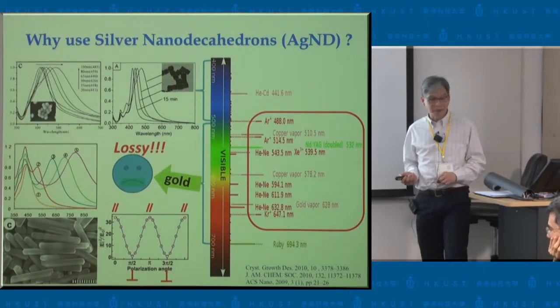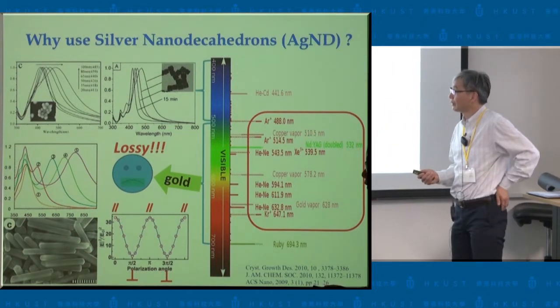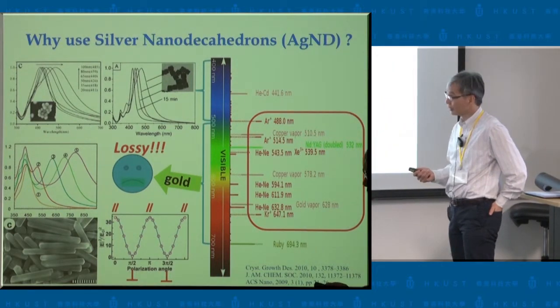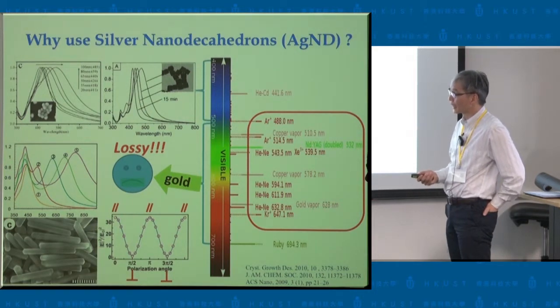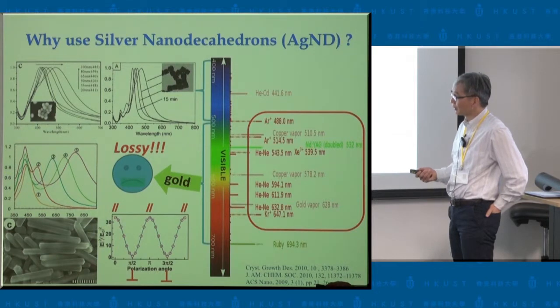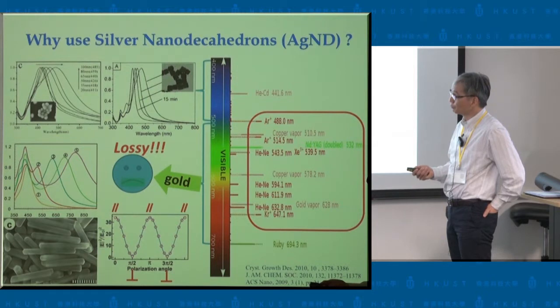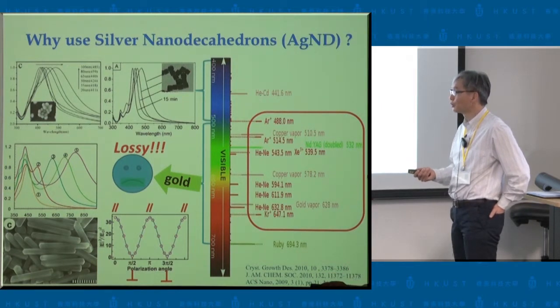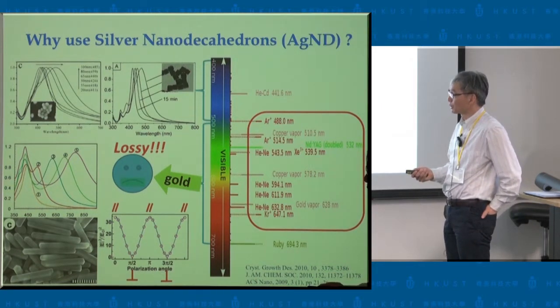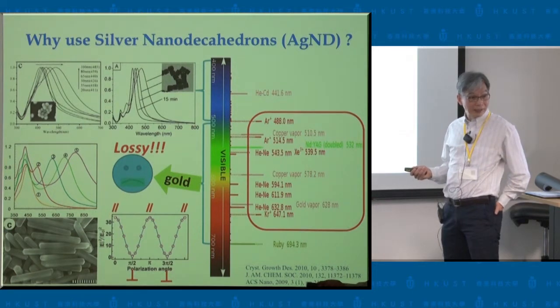And we focus on a specific type called silver nanodecahedron. Silver has better performance than gold, because gold is very lossy. But people use gold all the time because gold covers a very wide range of wavelength, particularly from red to green region, which is very good for bio because bio doesn't like blue. There's a lot of fluorescence. Gold is suitable for bio because it has plasmon resonance near green and red.